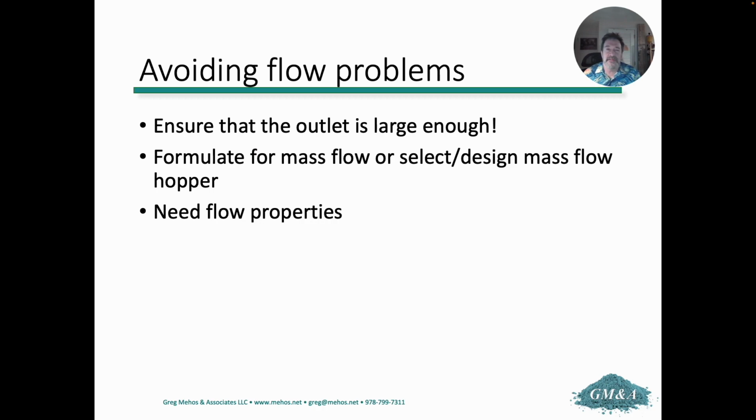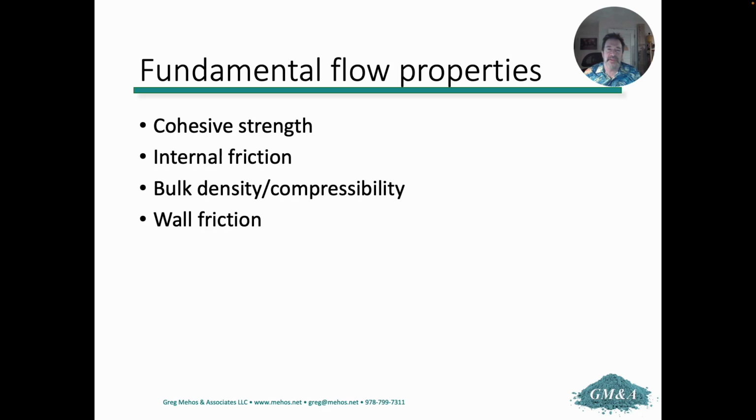So how do you avoid flow problems? Really straightforward. You want to make sure the outlet is large enough. And if possible, you want to formulate for mass flow or select or design a mass flow hopper. But what you need is your powder flow properties. So these are the fundamental flow properties: cohesive strength, internal friction, bulk density or compressibility, and wall friction. Obviously, if you know cohesive strength, it seems like you'd be able to determine what size of hopper outlet you need to prevent an obstruction from forming.